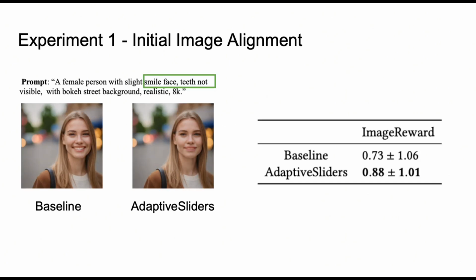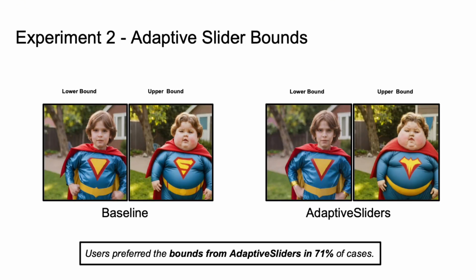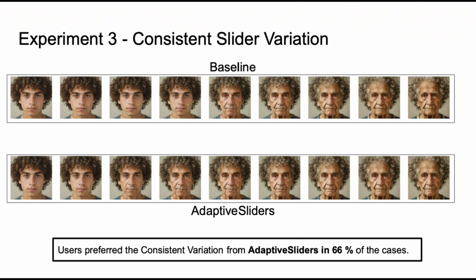We conducted 3 validation experiments to evaluate the components of AdaptiveSliders, using a dataset of 100 prompts. Image reward metric shows that AdaptiveSliders was effective in finding a better prompt-aligned image than Stable Diffusion XL. In an experiment, users preferred adaptive bounds from AdaptiveSliders as compared to fixed bounds from baseline. In an experiment, users preferred the variation from AdaptiveSliders over the baseline variation.